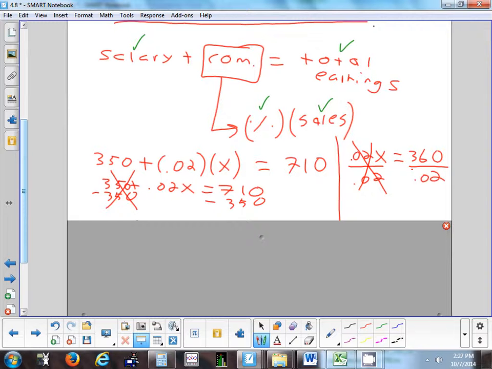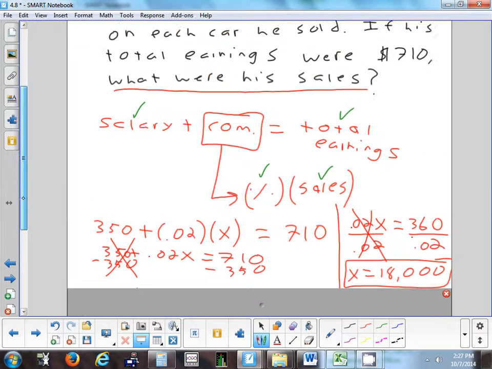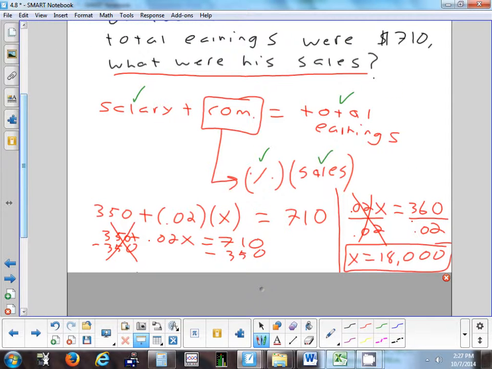Okay. So now, you again, use your calculator because these decimals are too hard to do in your head. 360 divided by 0.02 is 18,000. So the question was, what were the sales? Okay. How much stuff did this salesman sell? He sold $18,000 worth of stuff. He got a 2% commission on that $18,000 plus a base salary of $350.